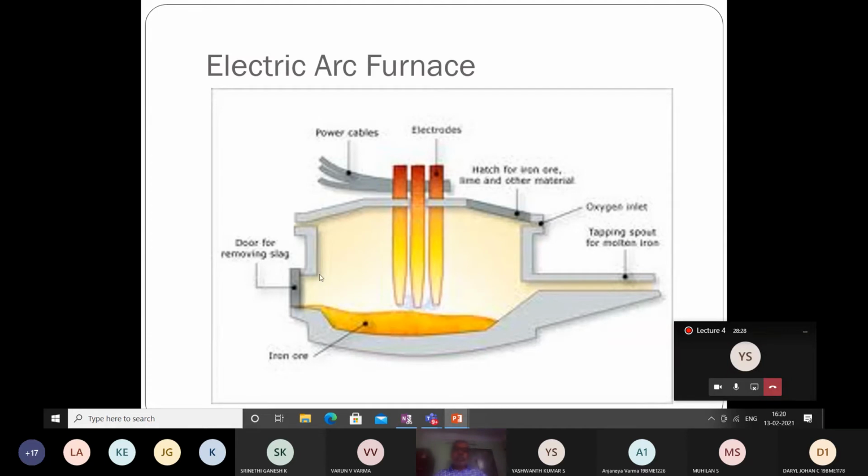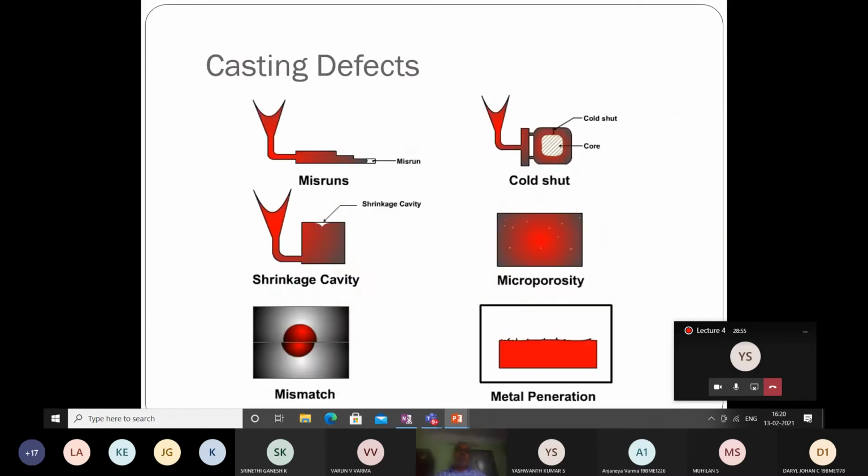Here is the door for removing the slag. Initially you keep the metal, and then the tap hole is there, and then the slag door. So this is the electric arc furnace. From the arc, heating takes place, then melting takes place, and then we take out the molten metal. That is the electric arc furnace. So we have seen the cupola furnace, the reverberatory furnace, and the electric arc furnace. Now that's about the melting furnaces.